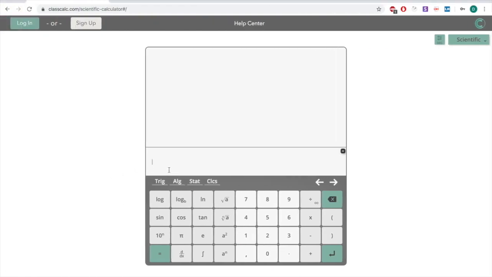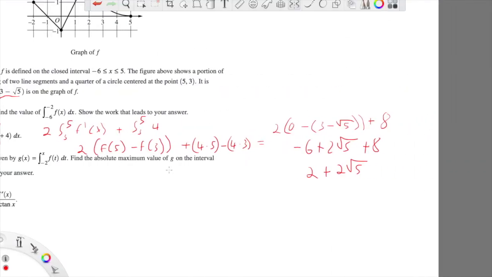And if we want, we can plug that into our calculator. Get an answer of 6.472. And a quick note, for problems like this, I think you might be fine not calculating it, but it's always good to do so just in case.